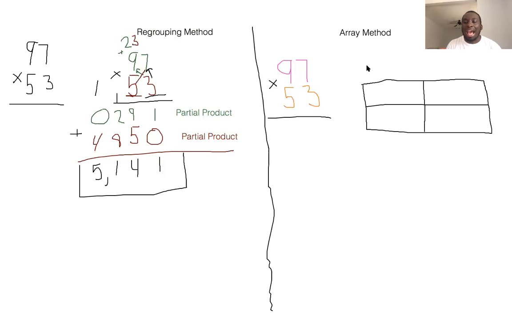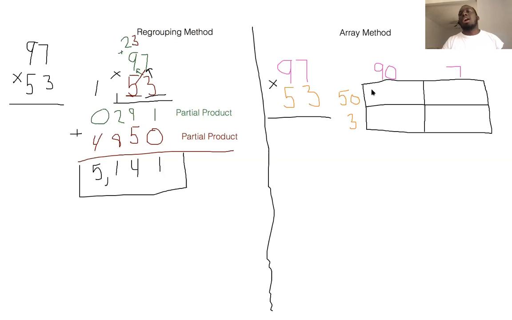So let's look at my 97. 97 has 9 tens. So I'm going to make 9 tens. 9 tens equals 90. And it has 7 ones. 7. My next number has 5 tens, which make it 50. And it has 3 units. Cool. So now we're ready to multiply our numbers across.